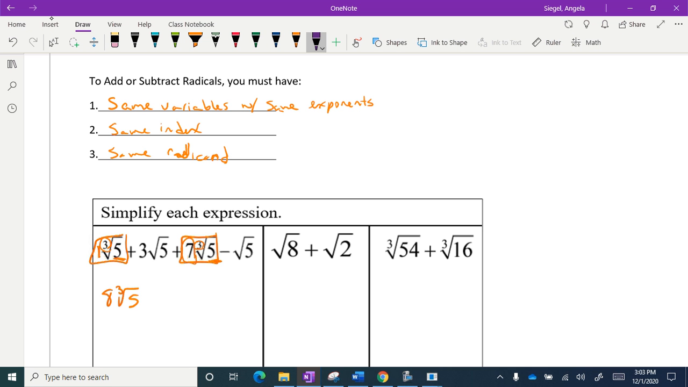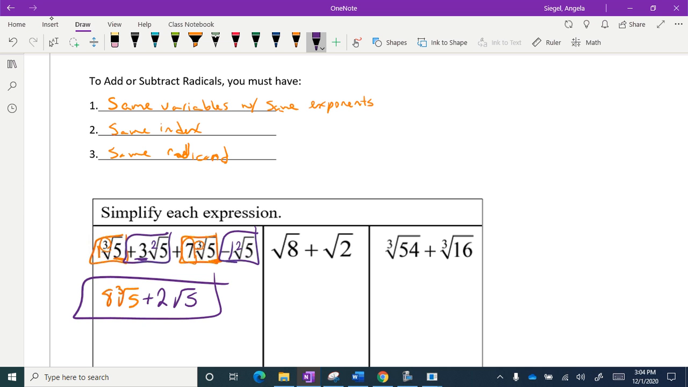Same thing with this. So these are the same because again, it's like square root, and this is like 1. So 3 square root of 5 minus 1 square root of 5 is 2 square root of 5. So I'm able to add those two terms together because they are similar.